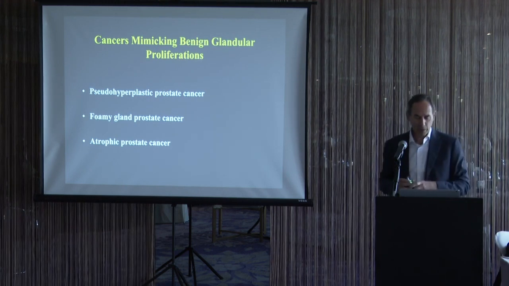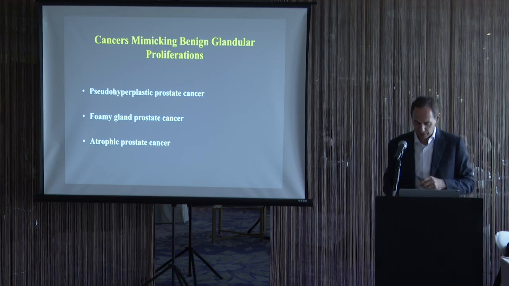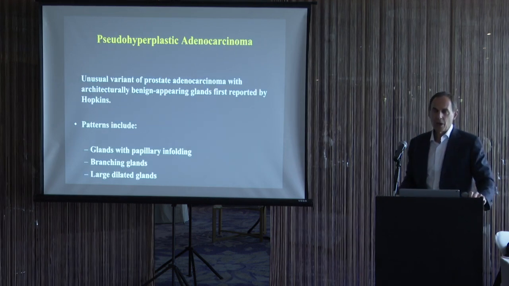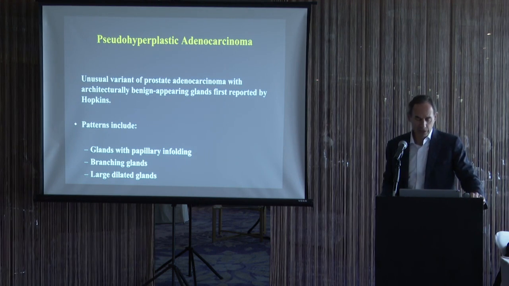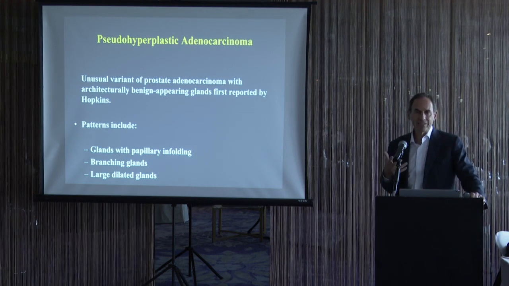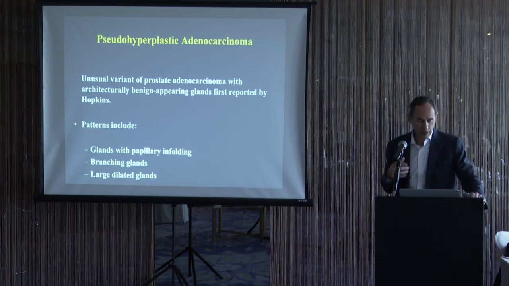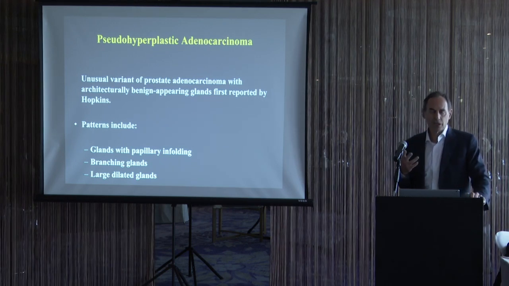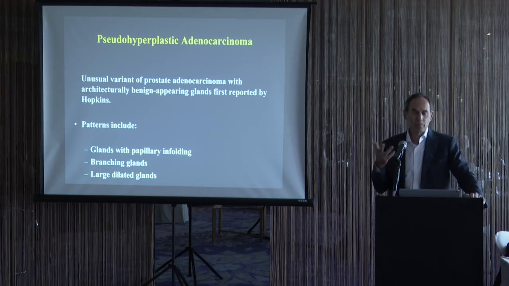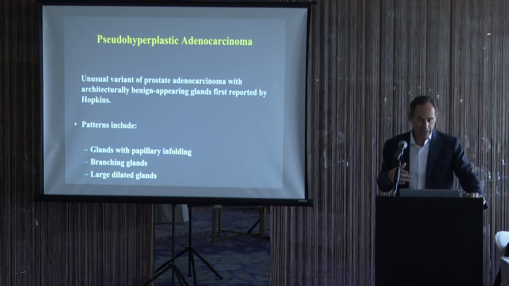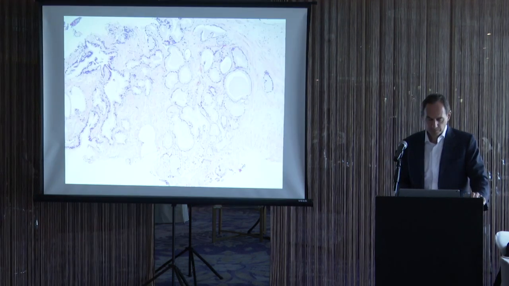These are pseudohyperplastic prostate cancer, foamy gland prostate cancer, and atrophic prostate cancer. Pseudohyperplastic prostate cancer is a relatively unusual variant of prostate cancer. The reason it's difficult to diagnose is that the glands are architecturally more benign. When we think of benign prostate glands as opposed to cancer, we think of larger glands, glands with papillary infolding, branching glands. That's what you see in pseudohyperplastic prostate cancer.